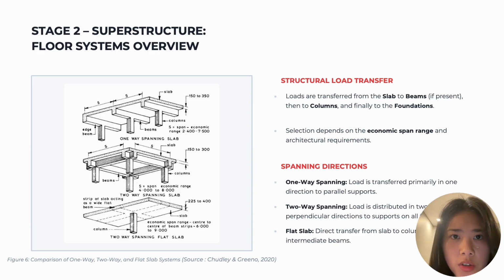In superstructure, slab systems play a key role in load transfer. Loads are transferred from slabs to beams or directly to columns. The selection depends on span, cost, and architectural requirements.